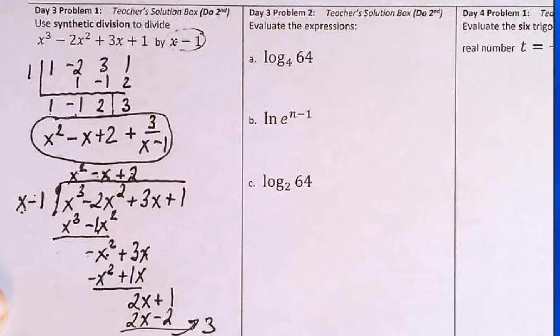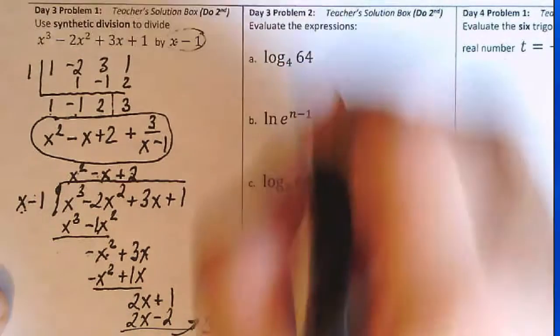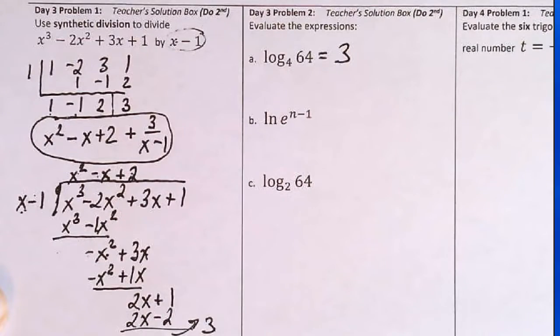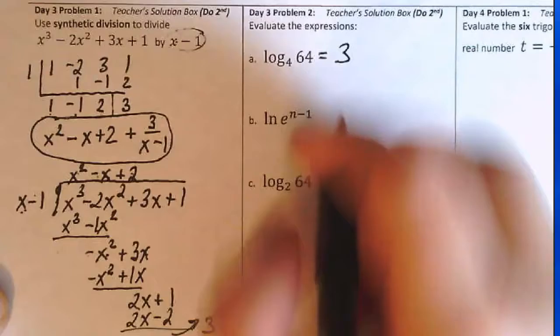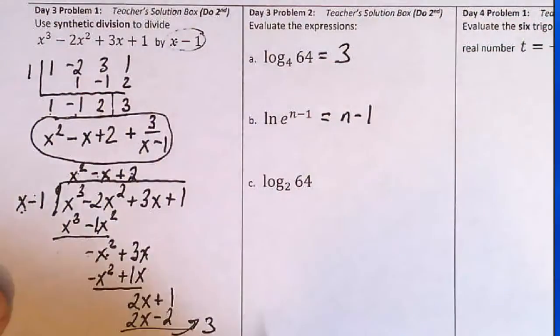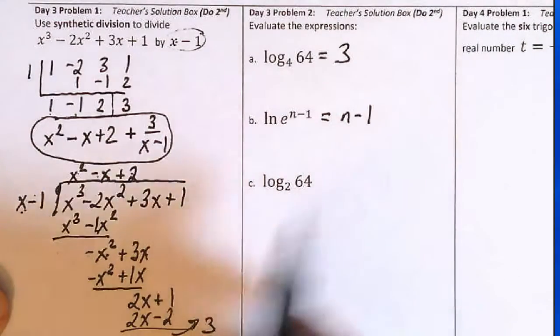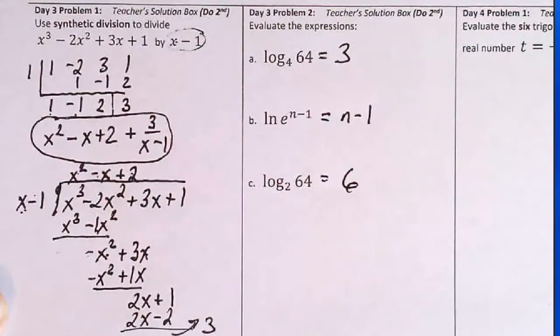Day 3, problem 2. Evaluate the expressions. Log base 4 of 64. 4 to what power is 64? 4 to the third power is 64. Question B, the natural log of e to the n minus 1 is equal to n minus 1. And question C, log base 2 of 64. 2 to what power is 64? 2 to the sixth power is 64.